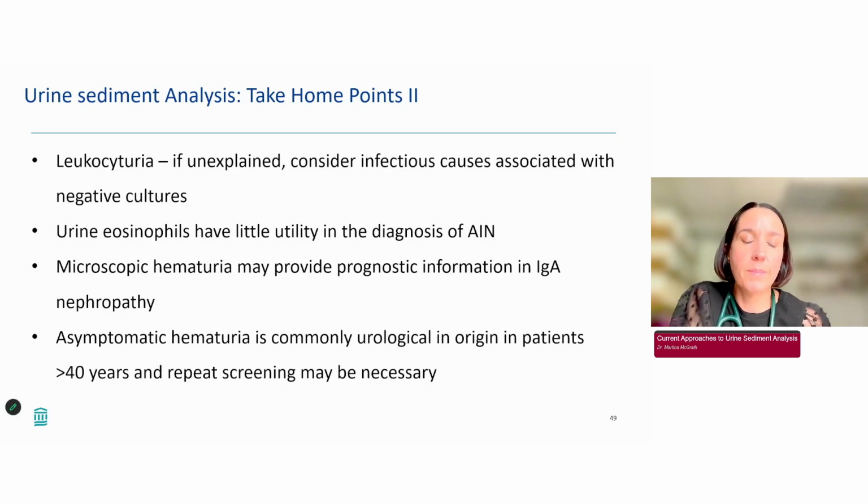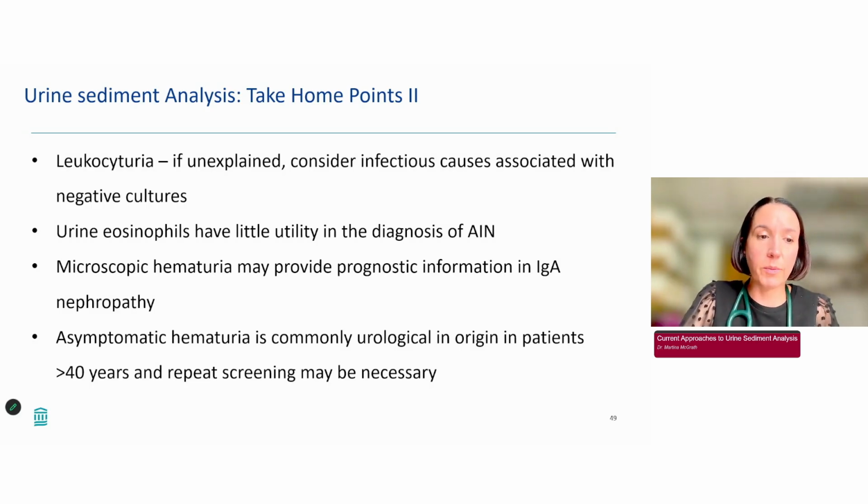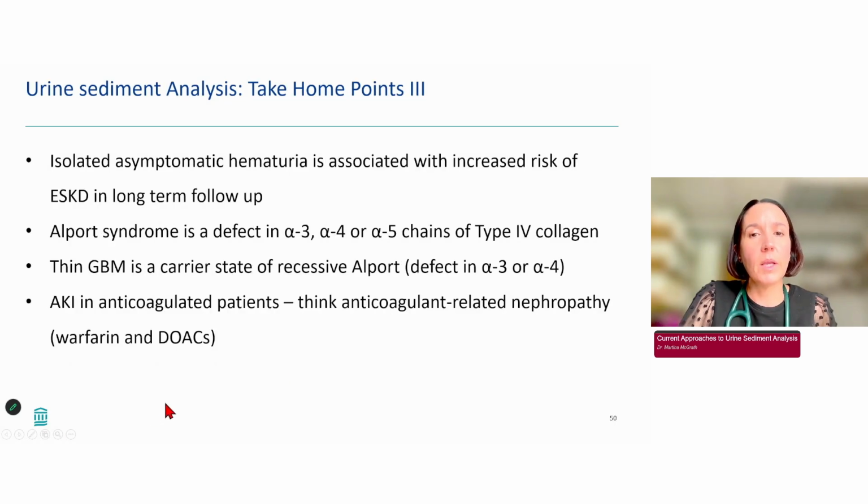I didn't show the data today, but there is a lot out there indicating that microscopic hematuria appears to have prognostic information in IgA nephropathy. And I would emphasize that asymptomatic hematuria is commonly urologic in origin in patients who are over 40, and it's worth considering repeat screening in those who have a negative initial screen. Isolated asymptomatic hematuria is associated with increased risk of end-stage kidney disease and long-term follow-up.